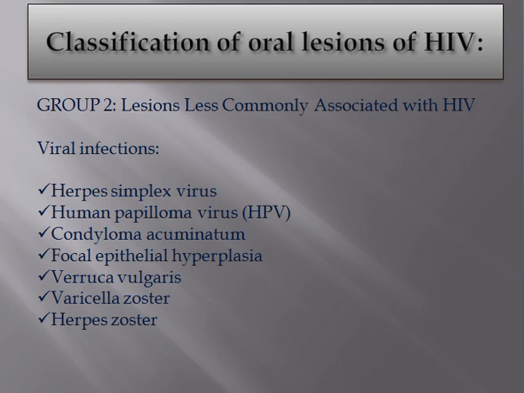They are viral infections. So viral infections are common for patients with HIV: herpes simplex virus, human papilloma virus, condyloma, the same, focal epithelial hyperplasia, verruca vulgaris as a part of verrucosis, leukoplakia, varicella zoster, and herpes zoster.